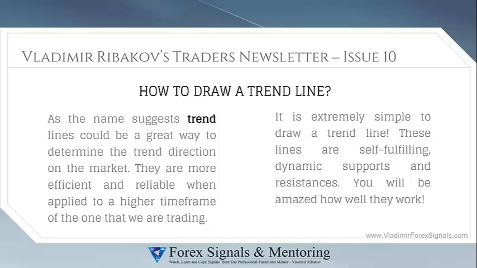Okay, so how to draw the trend line? As the name suggests, trend lines can be a great way to determine the trend direction on the market. They are more efficient and reliable when applied to a higher time frame than the one that we are actually trading. It is extremely simple to draw a trend line and I'll show you how. These lines are self-fulfilling, dynamic support and resistances. Why? Because the market is moving according to the trend and every time it bounces back, it respects this dynamic support and resistance. You will be amazed how well they work once you start working with them.